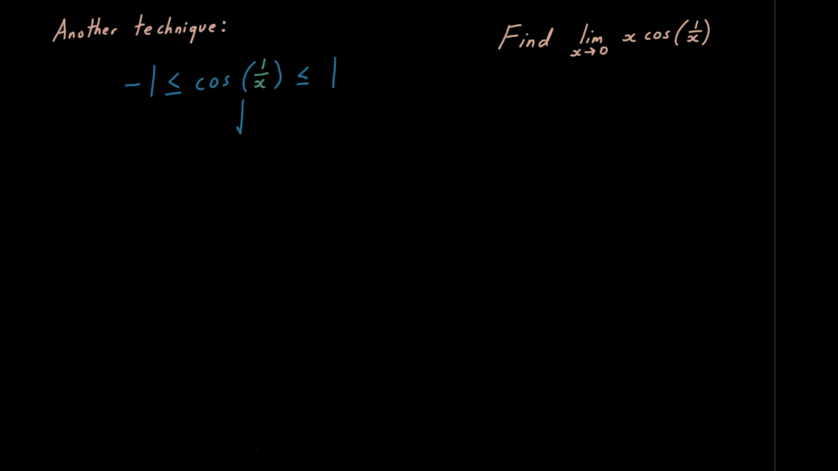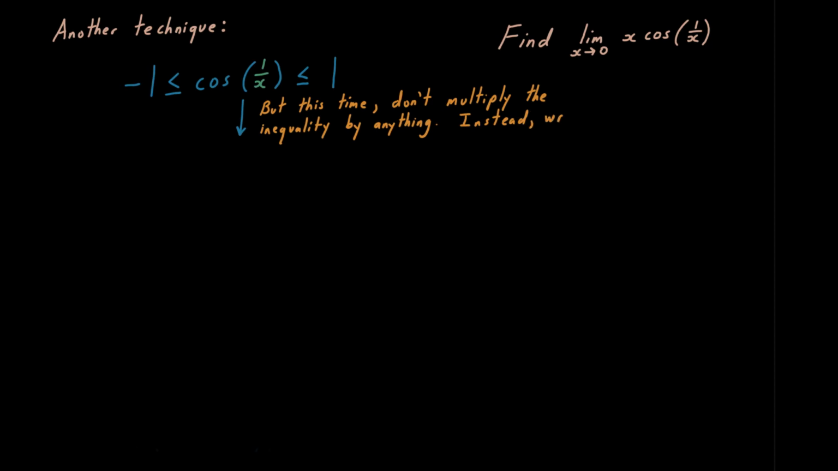Cosine of anything is sandwiched between -1 and 1, basic trig fact. But this time, at the outset, I am not going to multiply all three parts by some function, by some variable. Instead, I'm going to use this basic trig inequality to write another basic inequality. Well, if that's true, then the absolute value of that middle piece is sandwiched between 0 and 1. The absolute value. And again, I can get rid of the 0 because it's just understood that absolute value is greater than or equal to 0.